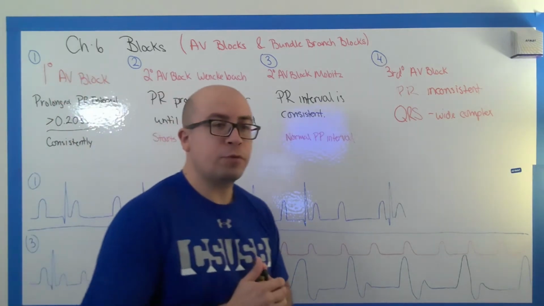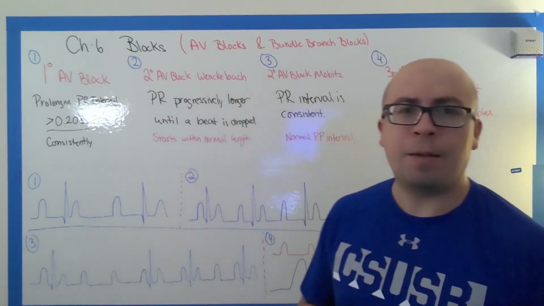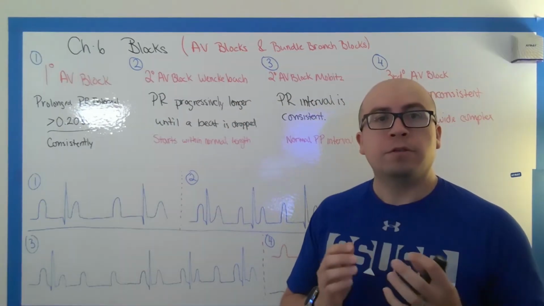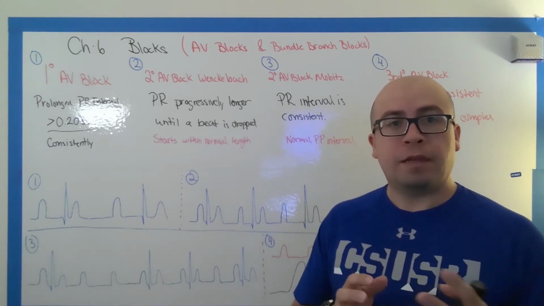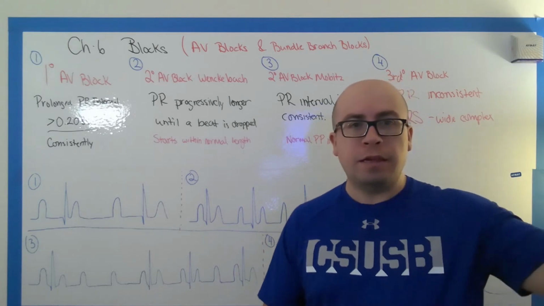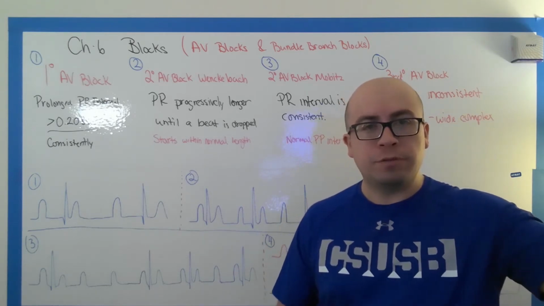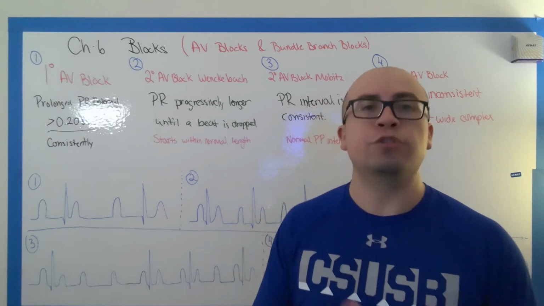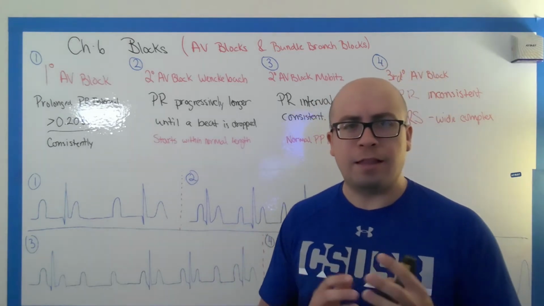One of the main things that we need to understand is what's actually happening when we're going down through the AV node. Within the AV node, think of it as our doorway that leads the atrial signal down into the ventricles to produce that ventricular contraction, right? I like to use that analogy.